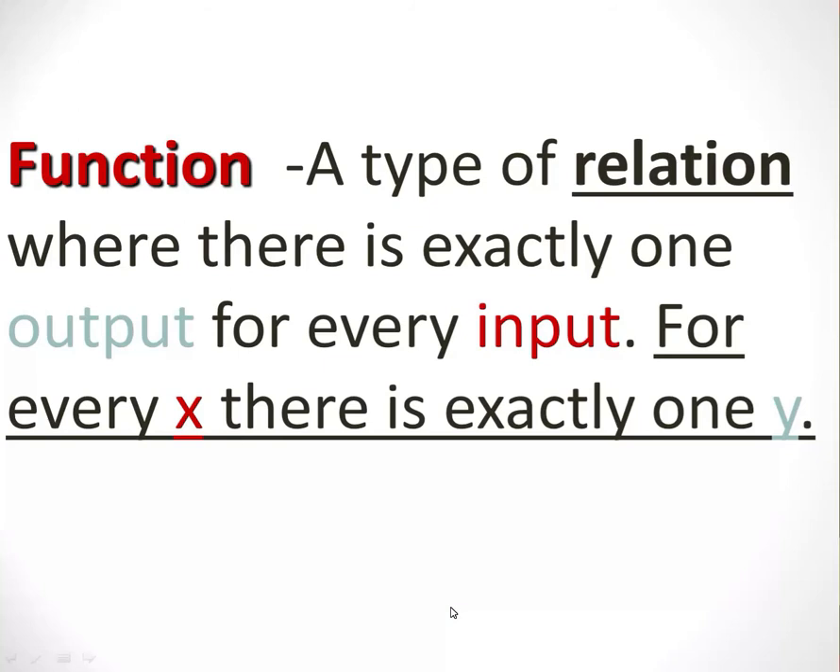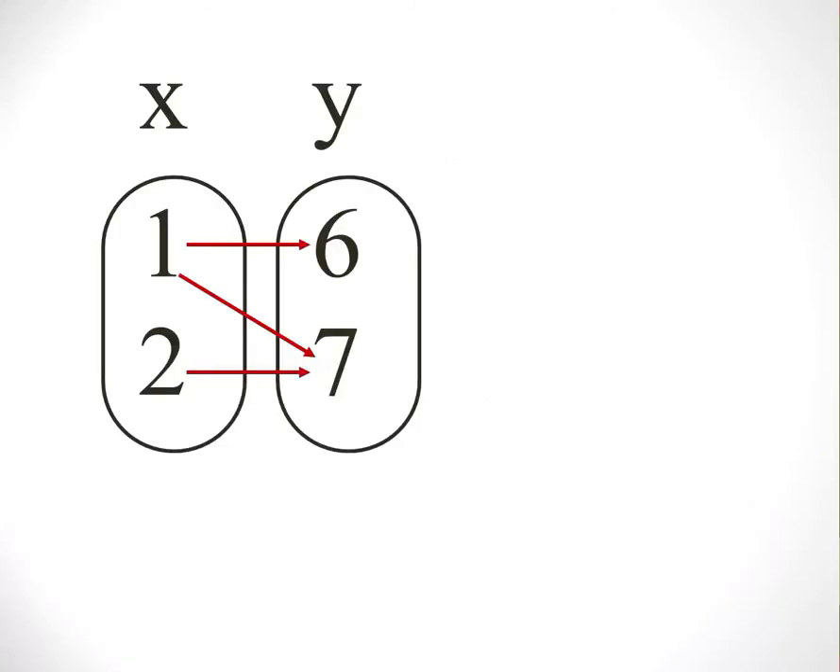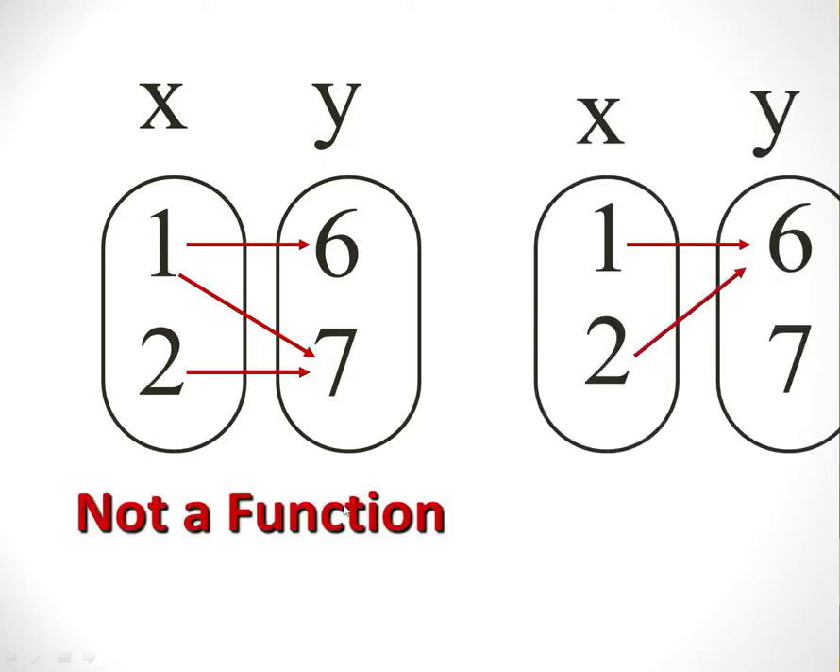So we said that a function is a type of relation where there is exactly one output for every input. For every X there is exactly one Y, only one Y. In this case, this x, which is 1, has two y's, 6 and 7, so it's not a function. The second one is a function since every x has a unique y. This y may have two x's, it's okay, but every x should have only one y. It should not go to two y's.